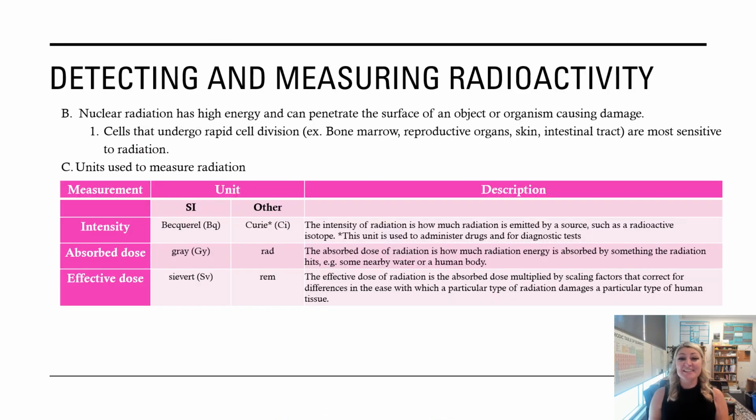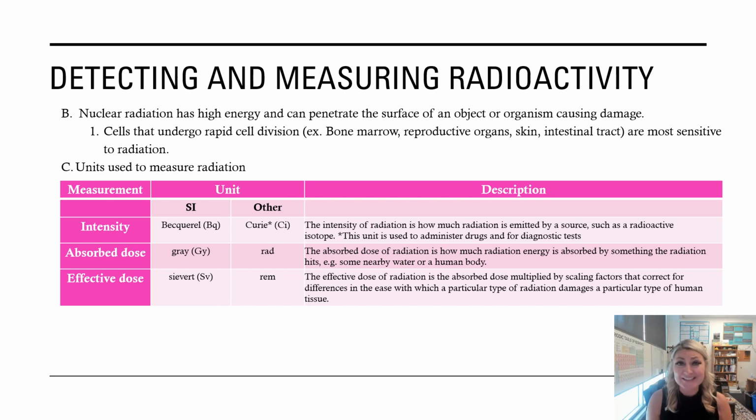Nuclear radiation has very high energy, and because it can penetrate the surface of an object or an organism, it can cause pretty severe damage. So the cells that are more susceptible to nuclear radiation are those that undergo rapid cell division. So think about bone marrow, reproductive organs, skin, your intestinal tract. These are going to be the most sensitive to radiation.